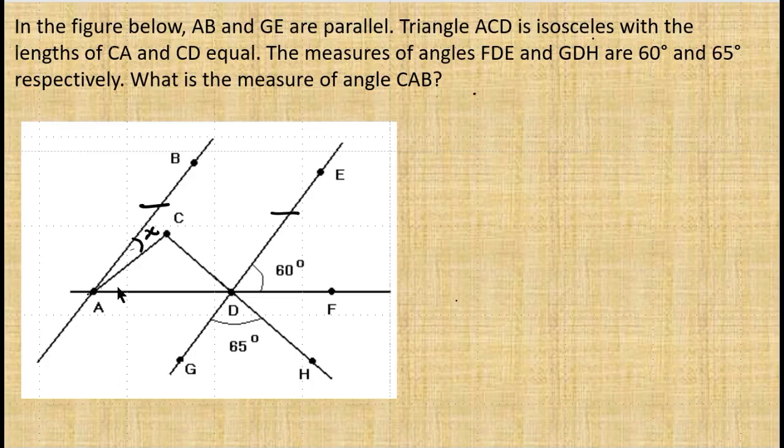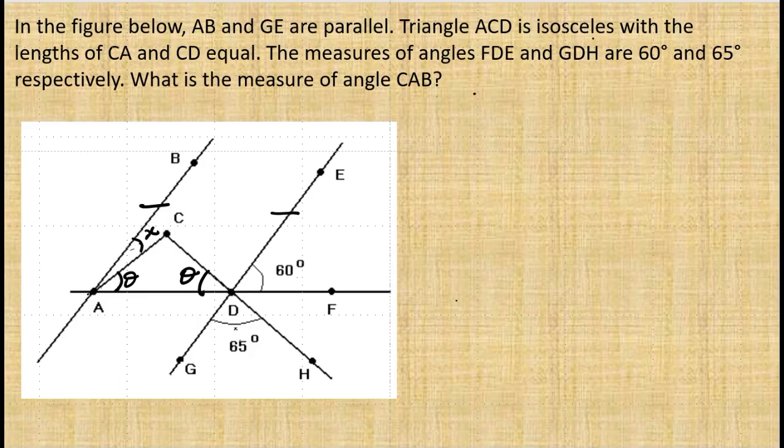Now, if ACD is an isosceles triangle and CA and CD are equal, that tells me that this angle here and this angle here are both equal. So if this is theta, what I'll have here also should be what? Theta. The measures of angles FDE and GDH are 60 and 65 degrees respectively. Now we have to measure CAB, which I have tagged as X.